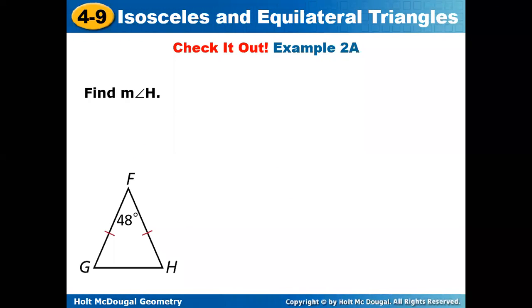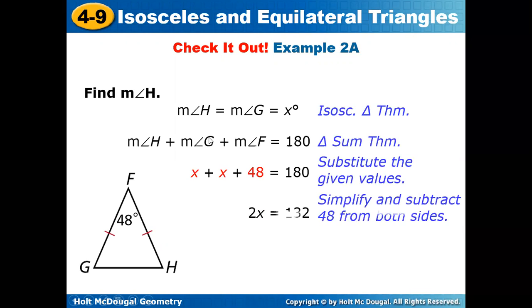Now, check it out. Stop the video and try to solve it alone. Now, check your answer. And we said we can solve this question in only one step if you write 180 minus the vertex angle 48, all over 2.